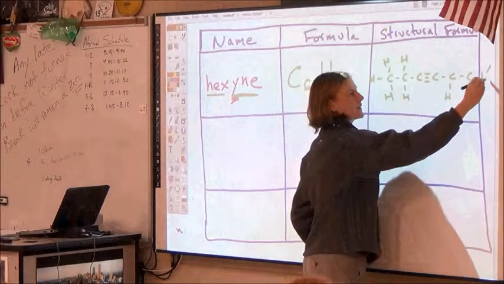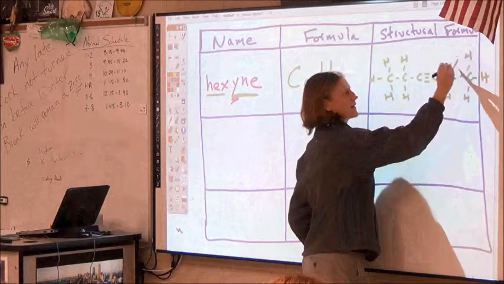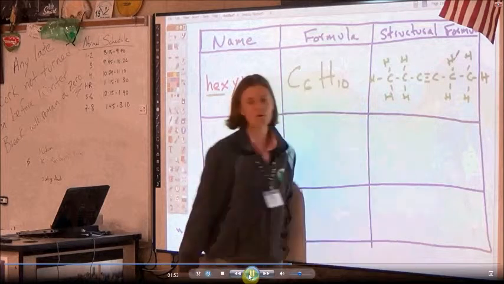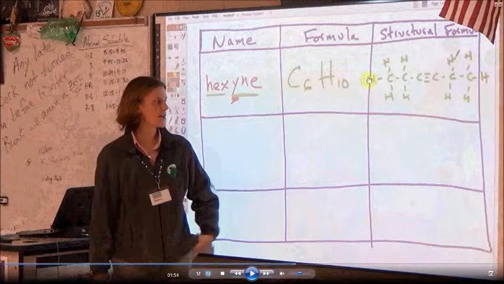And always, always a good idea to go back and double check your rules when you're done. So I've made my picture, double check, do I have 6 C's? Yes. Did I actually draw 10 H's? 1, 2, 3, 4, 5, 6, 7, 8, 9, 10. Check, I did that.